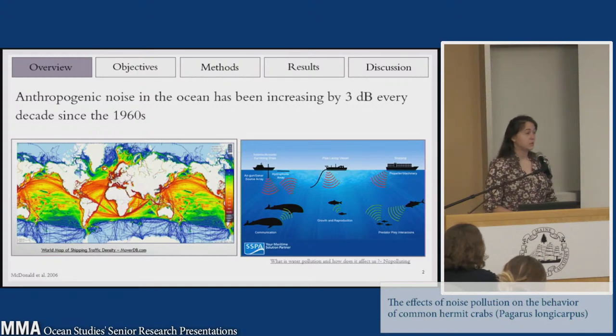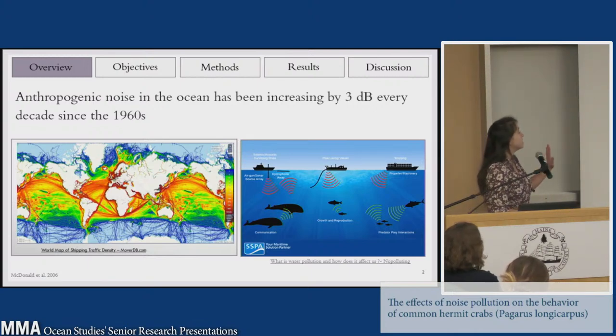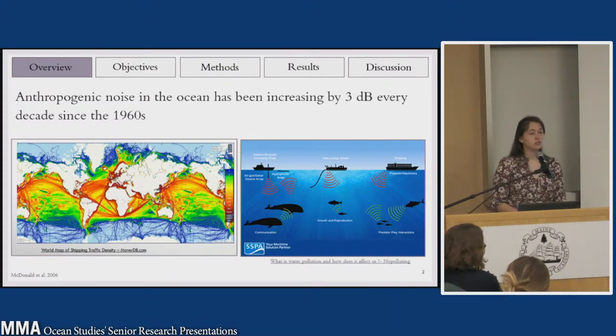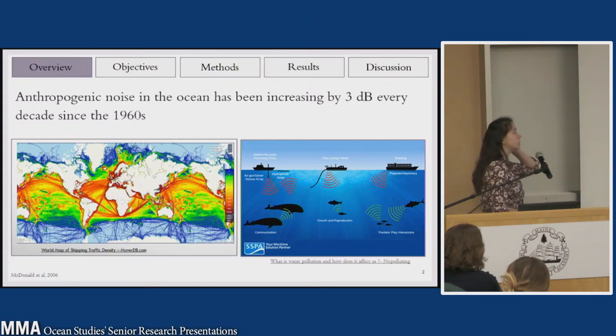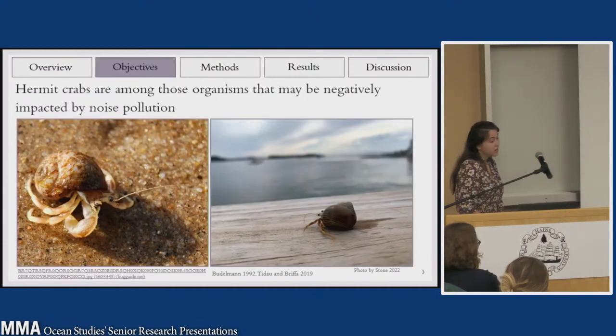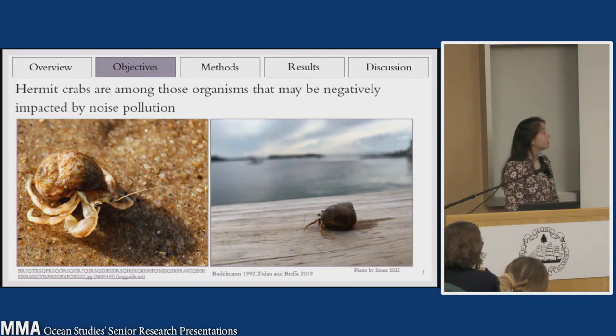Now, since 1972, there have been a multitude of studies done on the effects of noise pollution on different marine organisms, but they mostly focus on marine mammals and other charismatic vertebrates. So much less is known about invertebrate species. The map on the left shows shipping traffic density across the world, where the red colors show the higher densities of traffic. And as you can see, a lot of the red is localized around the coasts. So, hermit crabs are among those coastal invertebrate species that could be potentially negatively impacted by harmful levels of noise pollution. But why do we care?